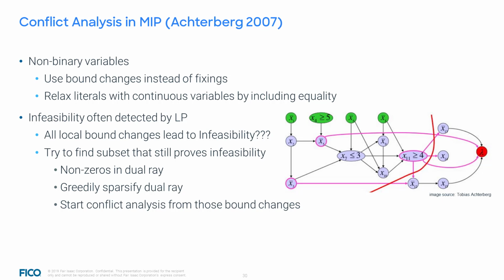Now, the vertex x11 greater equal 4 is the first unique implication point, and the derived conflict constraint would read as x3 or x5 or x11 less equal 3.